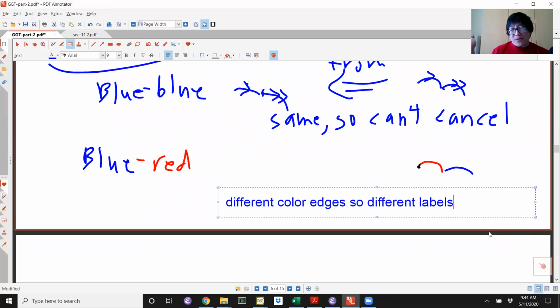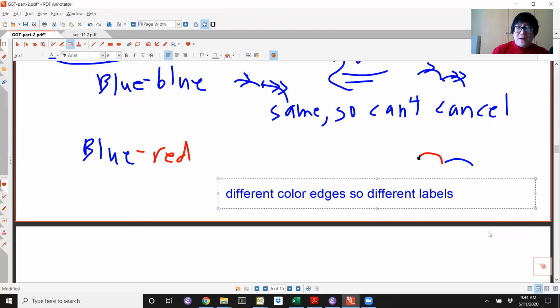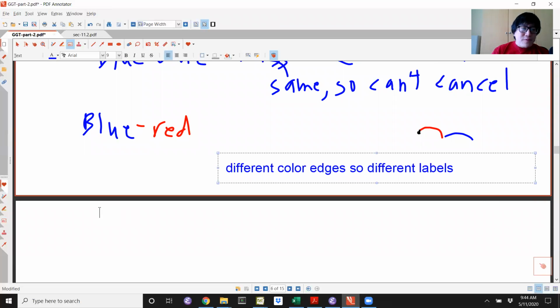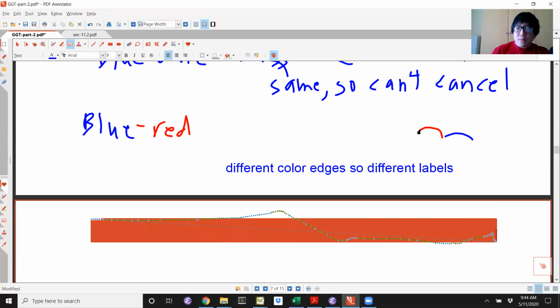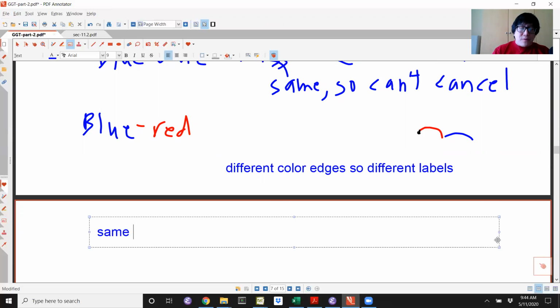Oh, I guess so. Yeah. Let's see. I guess we really only have to. Sorry about this. You can tell I really am making this up as I go along. My bad. But it is true that we have different color edges, so they have different labels. So I guess the same argument then works. Same argument works for green, red.